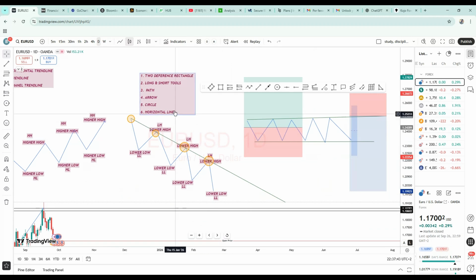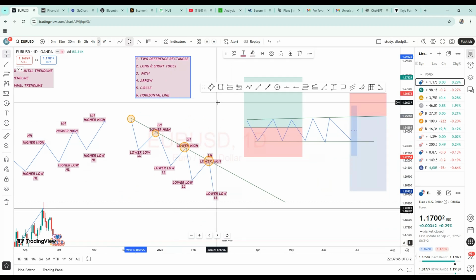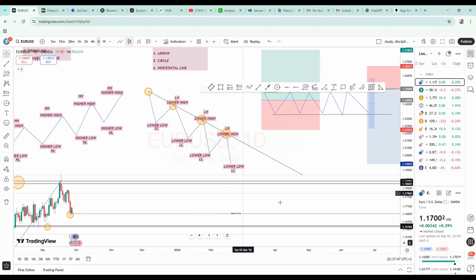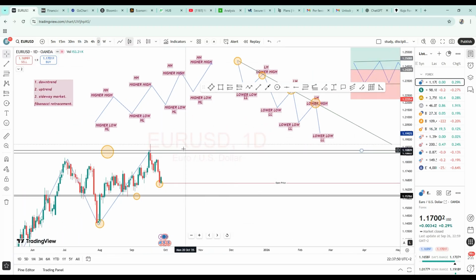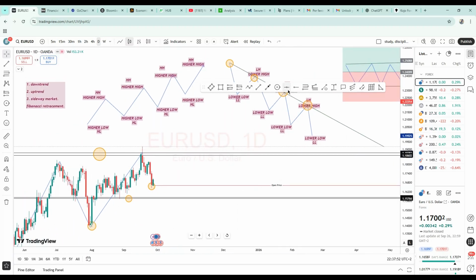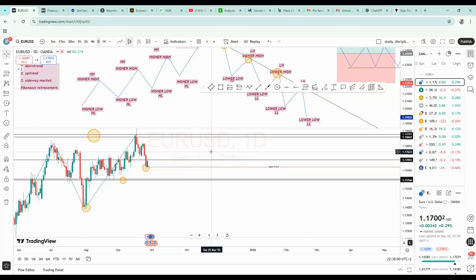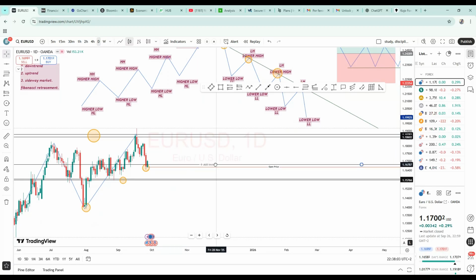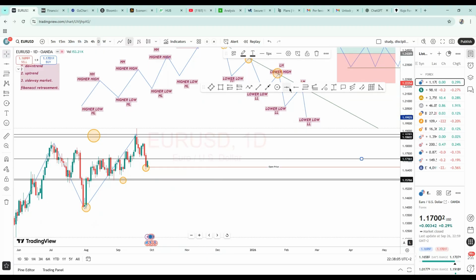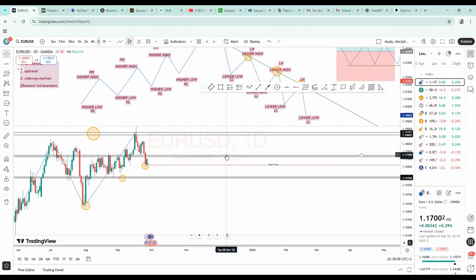Horizontal line, which is the one that I have right here. If I take it here, I want to put it here. You can see it, right? This is the one I just put right here. If I take another one, I put it here. You can see there are now two right there.